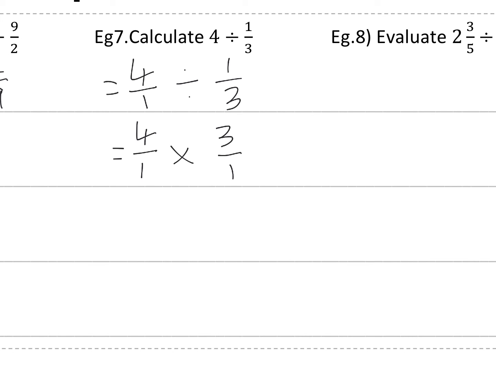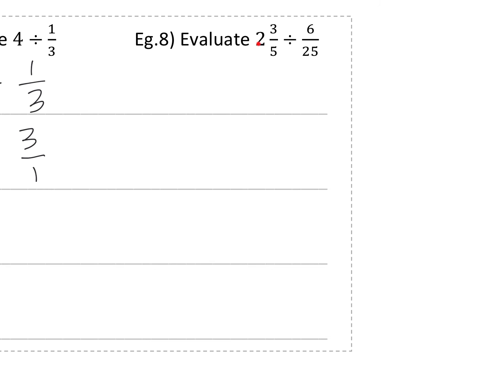That's now multiplication. So to multiply, we multiply the numerators together, 4 times 3 is 12, and the denominators together, 1 times 1 is 1. And 12/1 is the same as 12 wholes, which is just 12. Example 8.